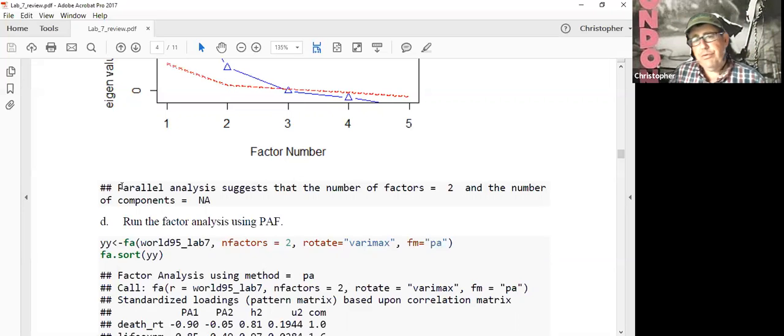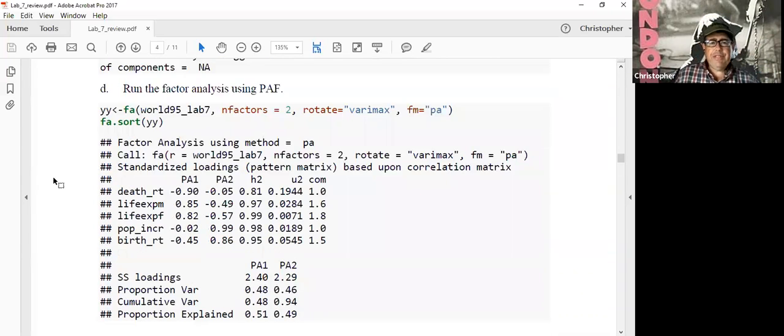Number of factors is 2, rotate, varimax as before, and then FM, that's the factor method, PA is principal axis. One thing to note here is that in addition to there being a lot of different approaches to rotation, there's a lot of different approaches to factoring. Principal axis factoring, PA, is probably the most common factor approach, but there's certainly other approaches. Not really necessary to talk about those other approaches, because once you know one of these, all of the others just fall into place. They're all the same, really.